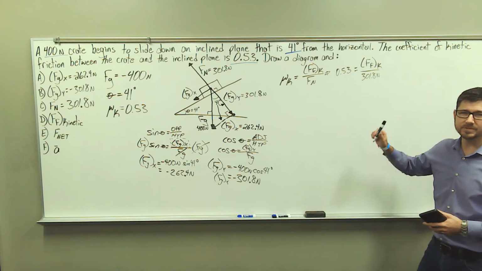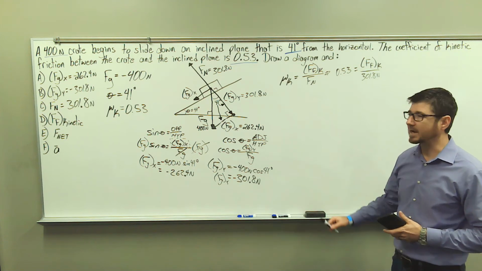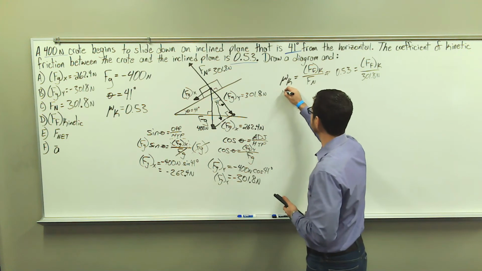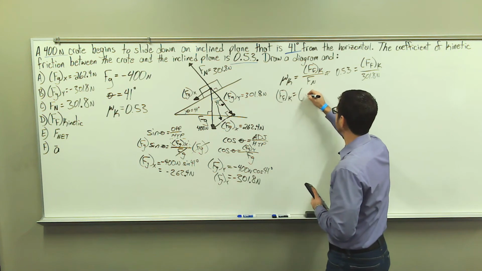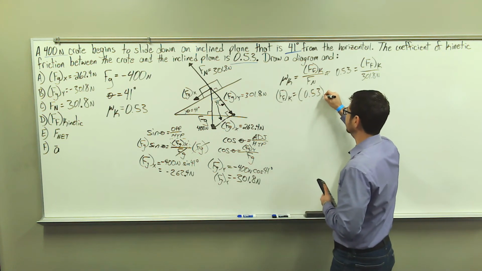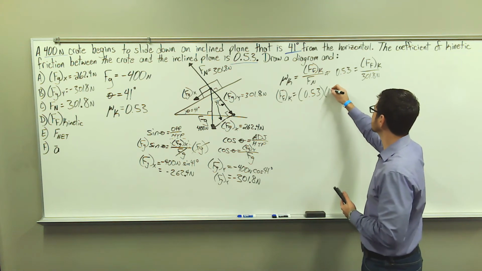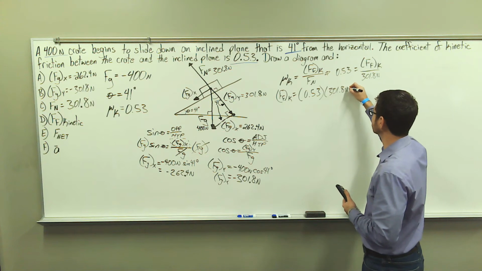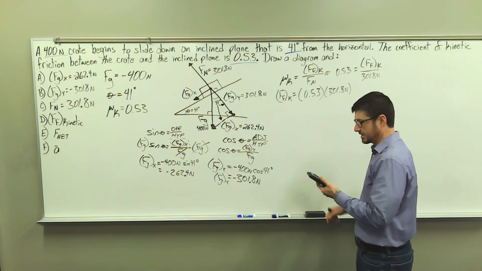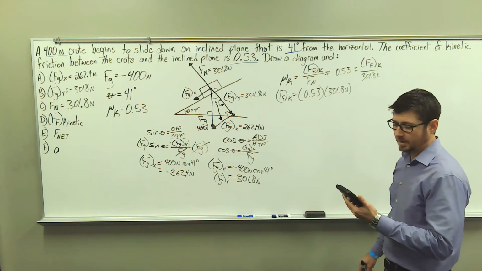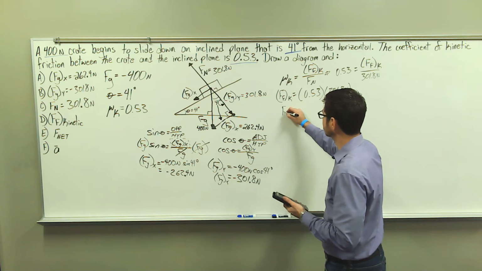So what I'm going to do is multiply both sides of the equal sign by our normal force applied to the object. So this is going to give me the kinetic friction force is equal to the coefficient of kinetic friction, which in this case is 0.53 times 301.8 newtons. So we're going to get 159.9 newtons.